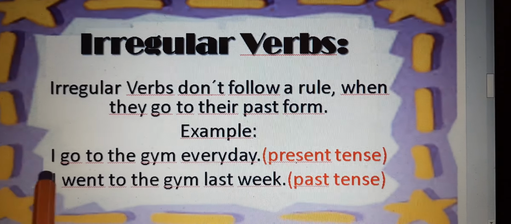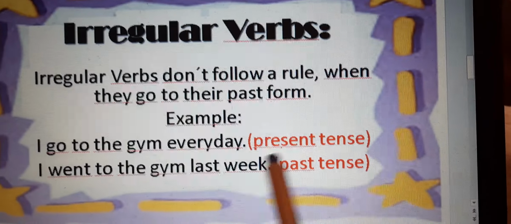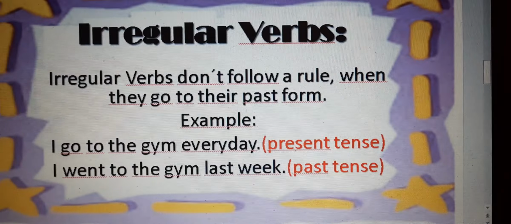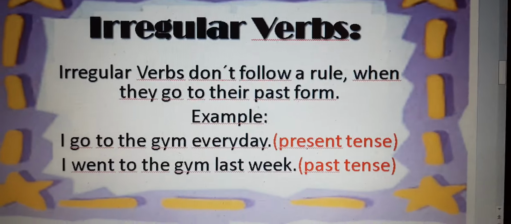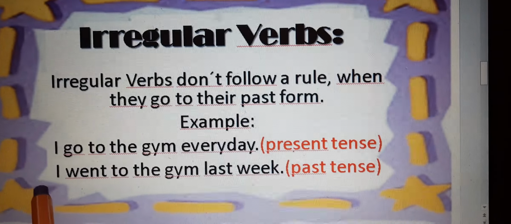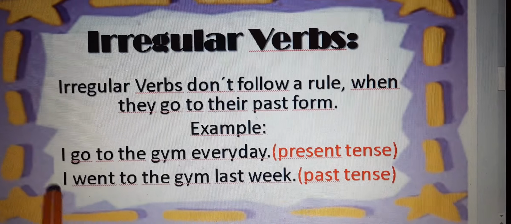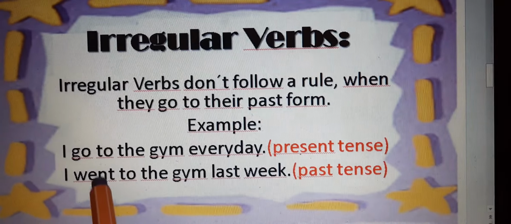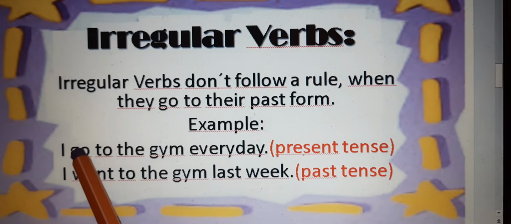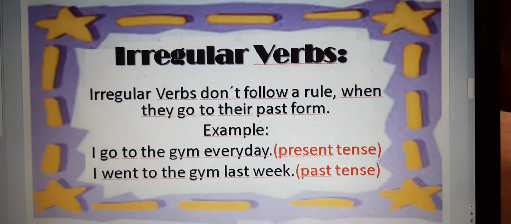Por ejemplo, for example, I go to the gym every day. This is the present tense. Esa es la oración positiva en presente. The main verb is go. Es el verbo principal. Now, we're going to see the past tense. Vamos a ver la oración en pasado simple. I went to the gym last week. The verb go completely changed the spelling in the simple past. El verbo go cambió completamente su escritura al pasarlo al pasado simple.